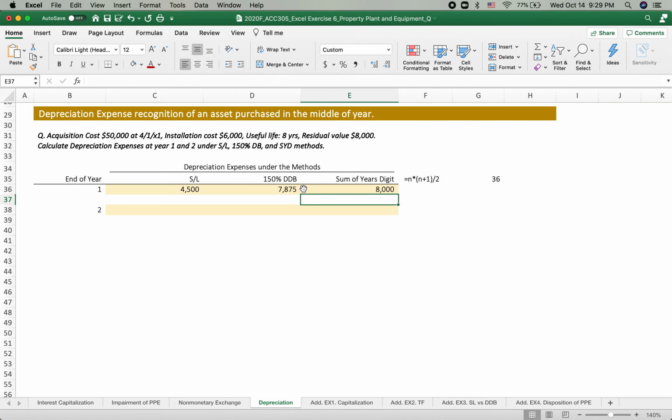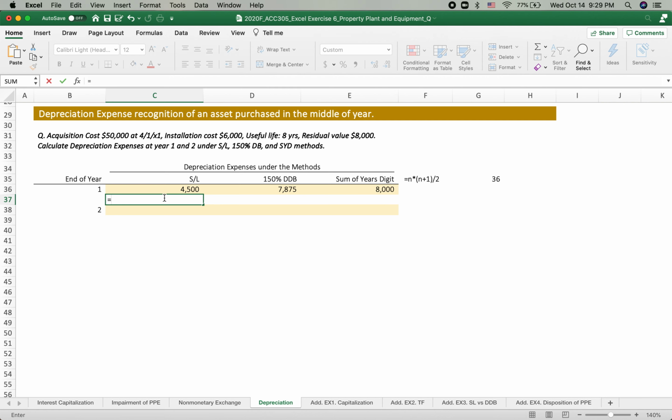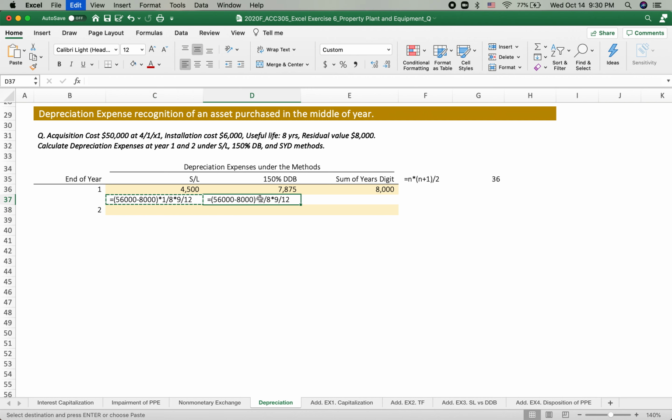So let me show you just the equation so that you can follow easily. This equation, also the equation, then this equation. Okay. Now the second year. From now you should be careful.